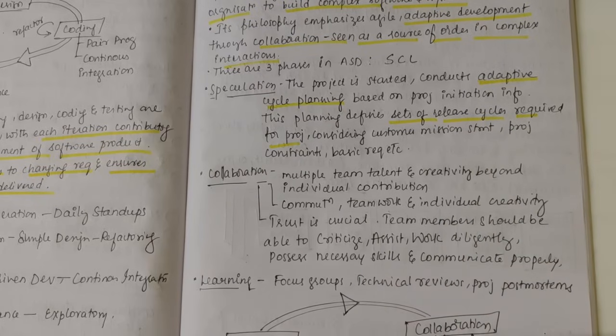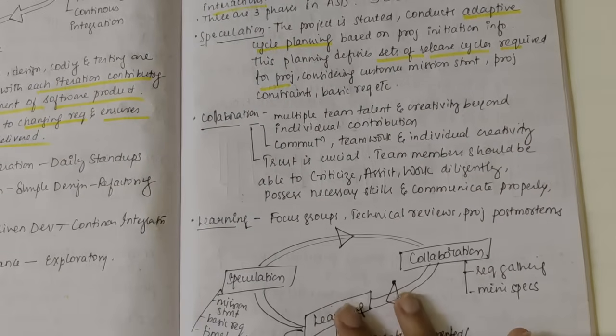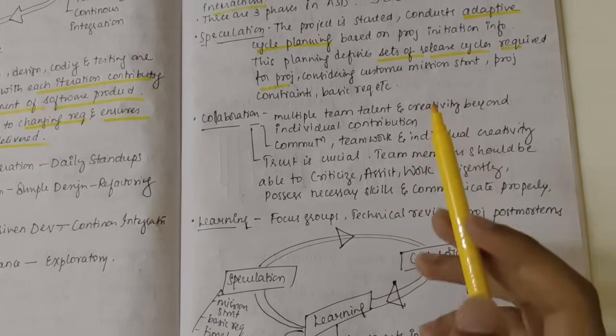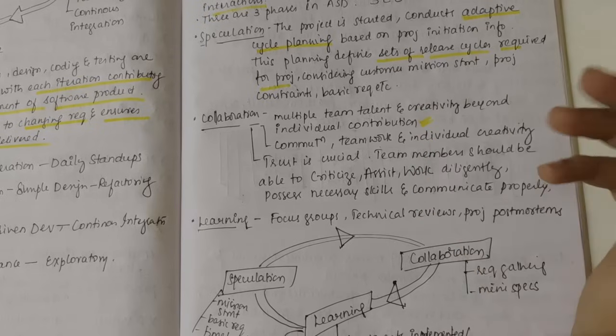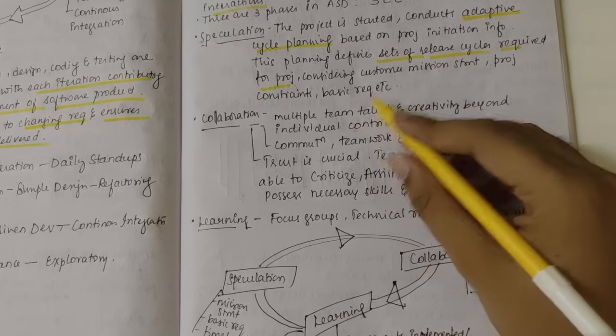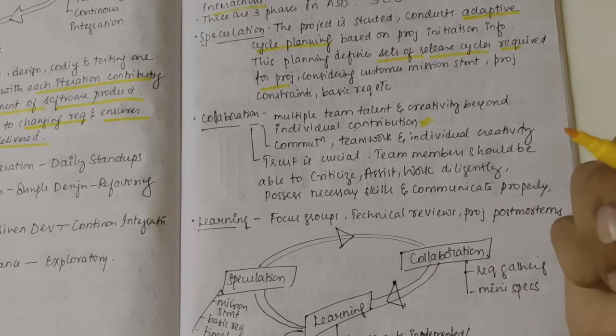Speculation decides, okay, 5 cycles should be there. In each cycle, one functionality should be released. That's what speculation speaks of. Then we have collaboration. In collaboration, multiple team talent and creativity go beyond individual contribution. When talented individuals come together, it leads to enhanced team talent and creativity.